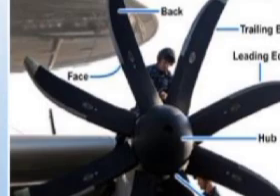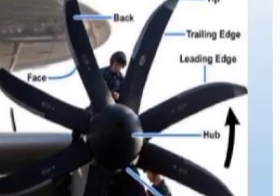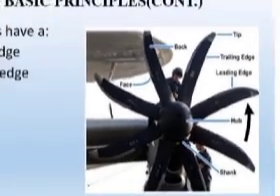Now let's talk about the parts of the blade. The blades have some parts, namely the leading edge, the trailing edge, the tip, the shank, the face, and then the back. On the picture on the slides, you see the leading edge, the trailing edge, the tip, the hub, the shank, and then also the face and the back, as projected on the slides.